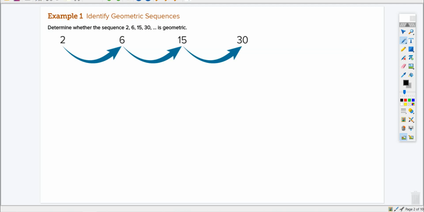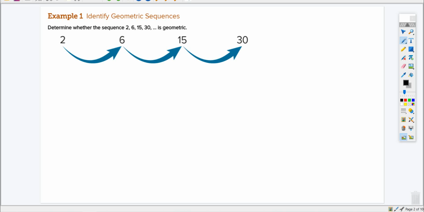It says determine whether the sequence 2, 6, 15, 30 is a geometric sequence or not, or even if it's a sequence or not. Alright, so as we said, it's going to be a geometric sequence when you realize the pattern: there is a common number that you multiply the previous number by. For example, 2 to 6, 6 to 15, 15 to 30. If you are going to increase like that, you should have the same number between them.